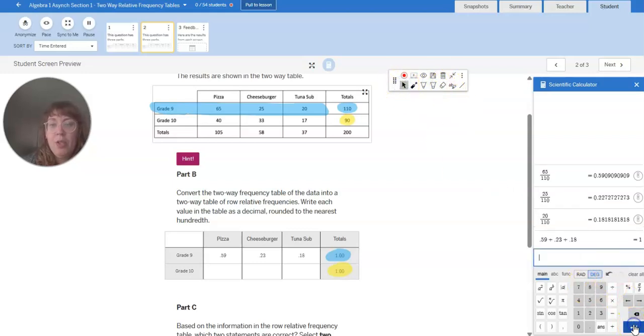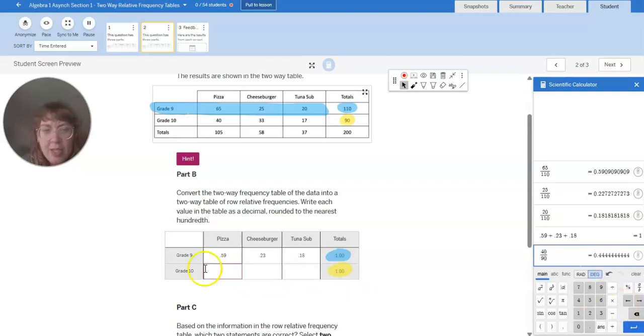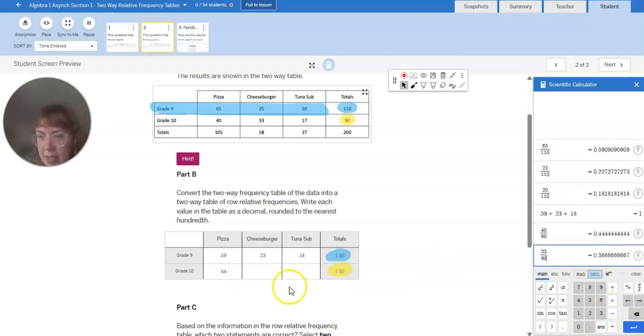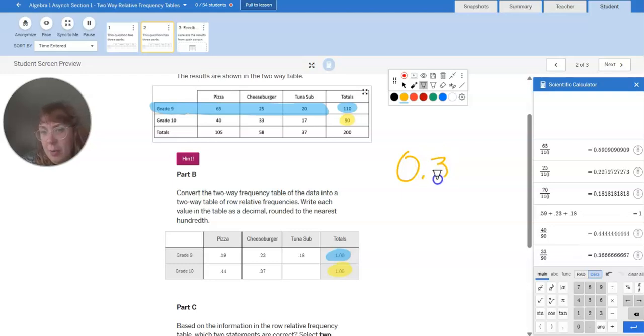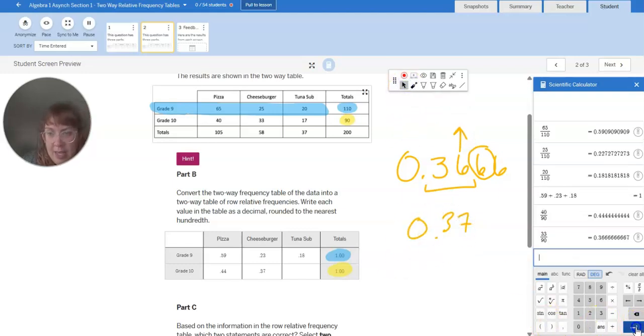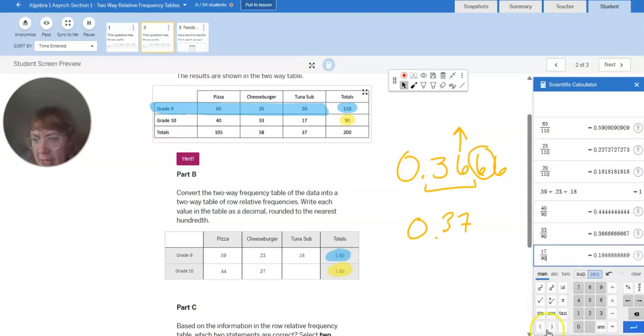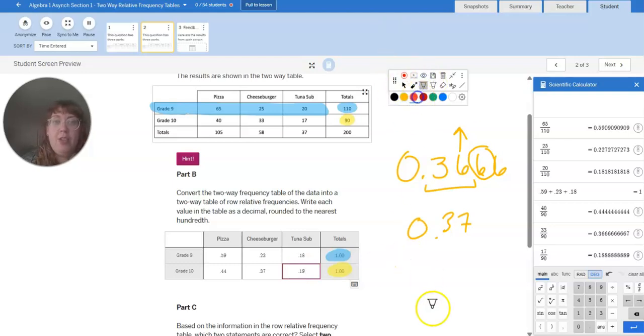So now our total is 90. So we have 40 divided by 90, which gets us 0.44. 33 divided by 90 is 0.37. And again, it's because I'm rounding this. 0.3666. We want 2 decimal places. Because this 6 is bigger than a 5, we round this up to a 0.37. And then finally, we have 17 divided by 90, which is 0.19 rounded. I'll show you that.